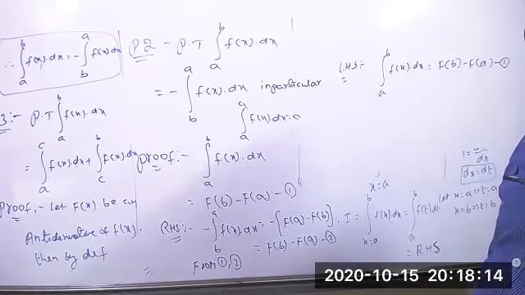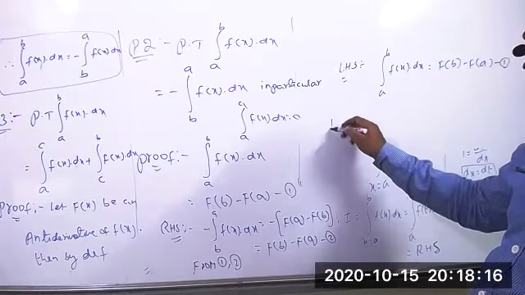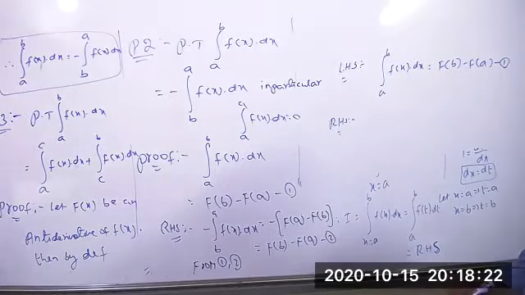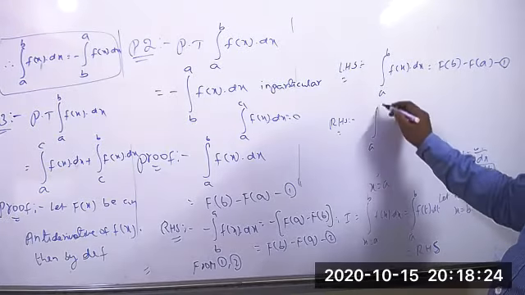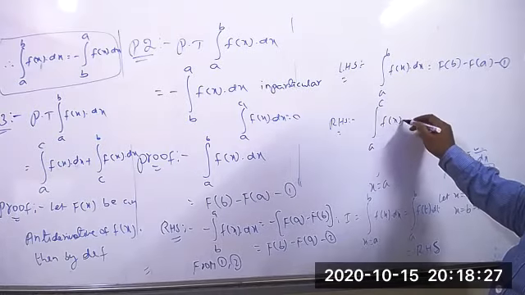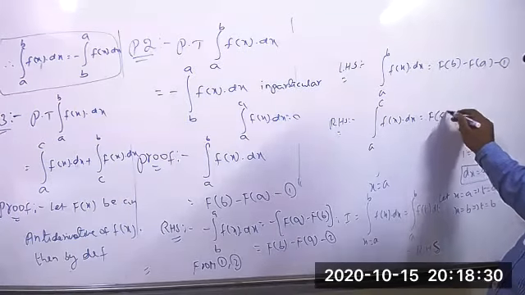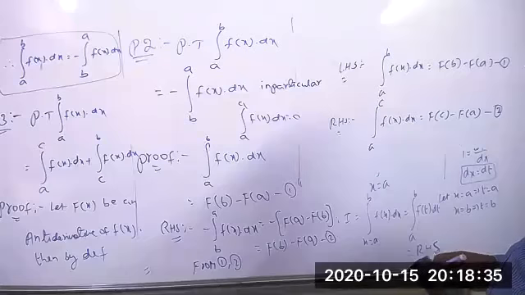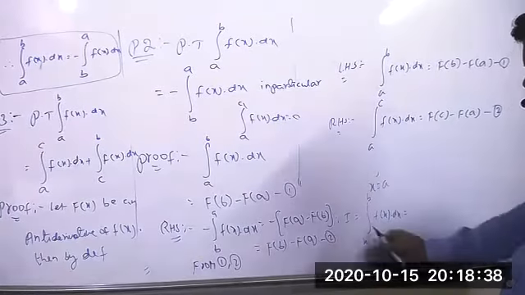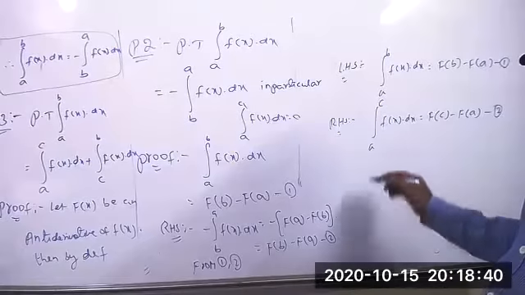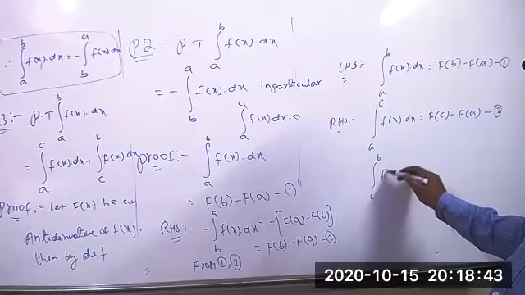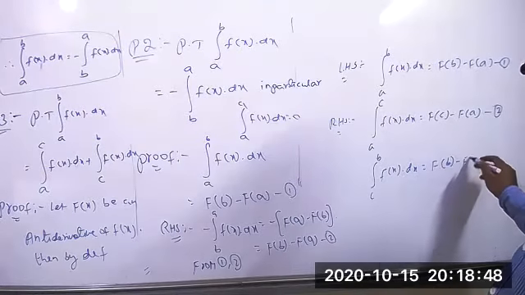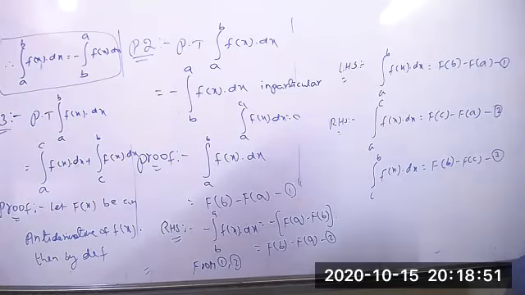Coming to the RHS, we have 2 values: one is a to c and the other is c to b. First, take the integration of a to c of f of x dx. This is equal to F of c minus F of a. This is equation number 2. Now take the integration of c to b of f of x dx. This is clearly capital F of b minus capital F of c, equation number 3.